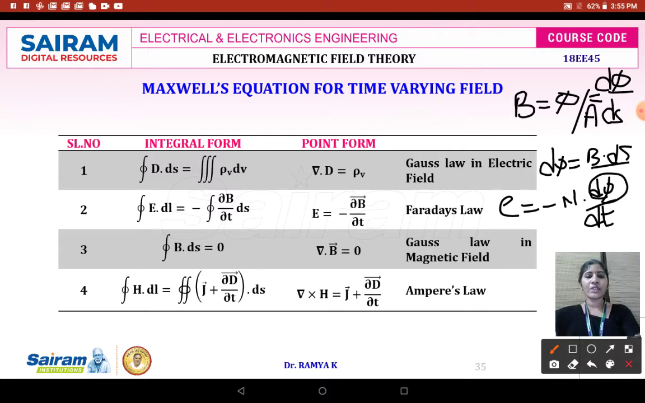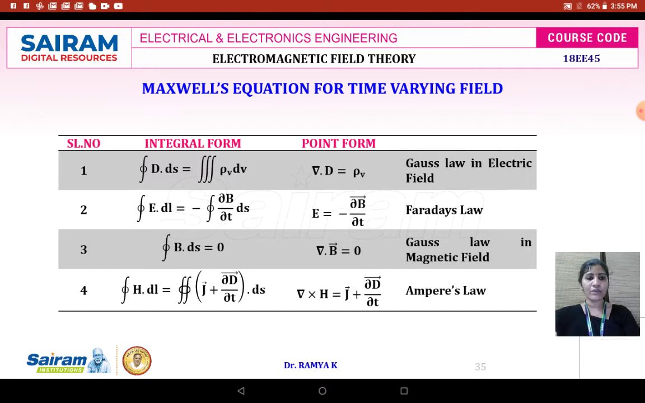When you replace it, you will get E is equal to minus dou B divided by dou t, and here you will get the integral over the closed line of E dot dl is equal to minus the integral over the closed surface of dou B by dou t into dS. It is Maxwell's second equation in electrostatics for time varying field.